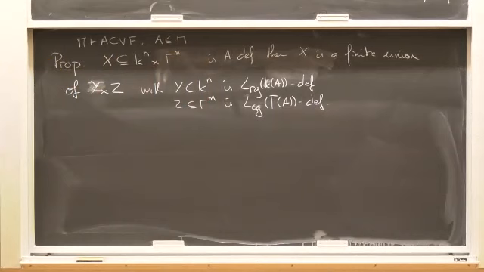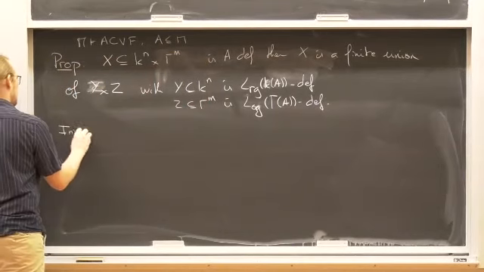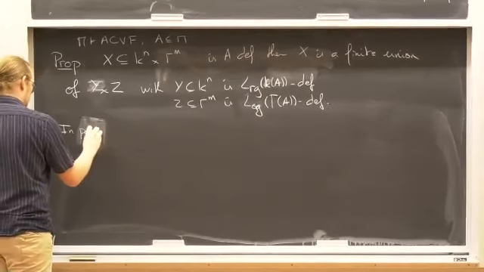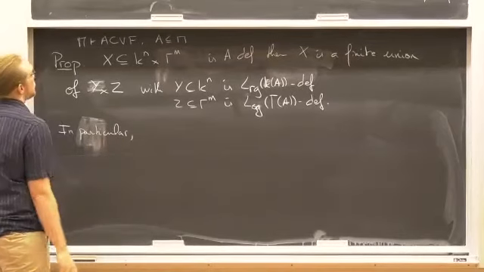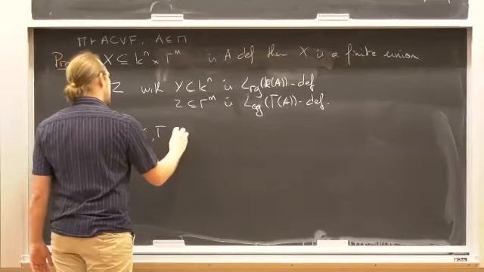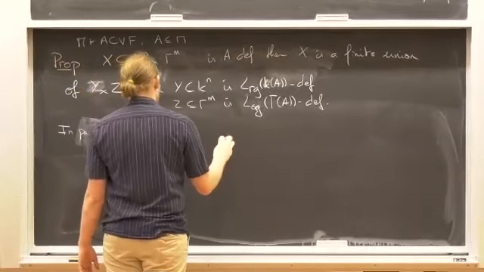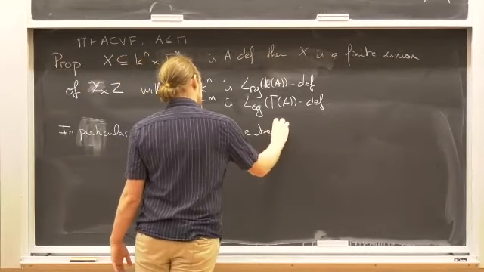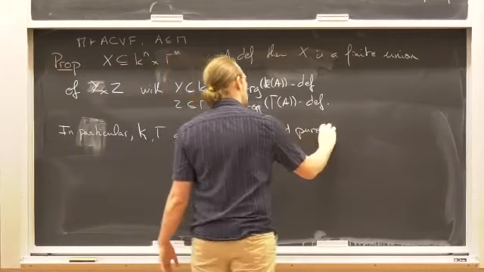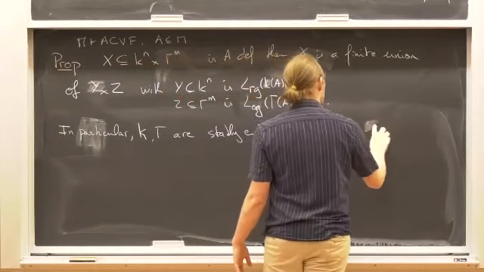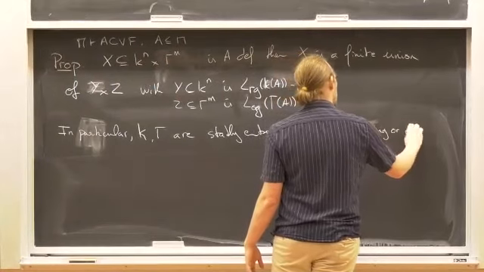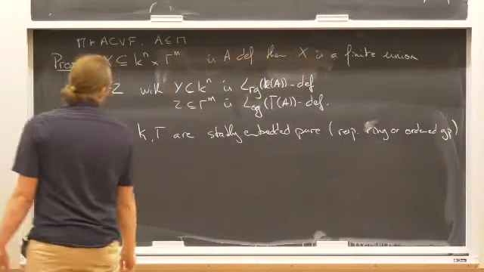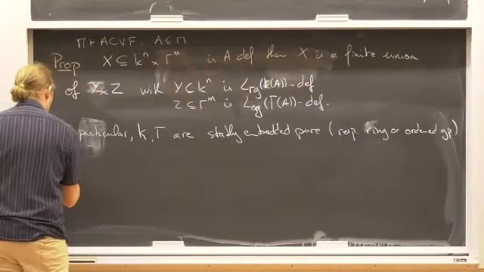Okay, so this is a very precise statement. In particular, and this is just rephrasing, K and gamma are stably embedded and pure, respectively ring or ordered group, and orthogonal.